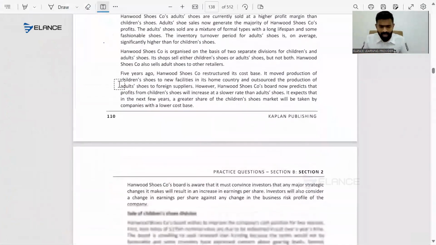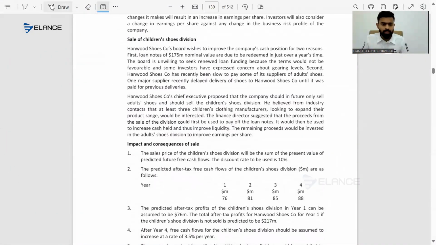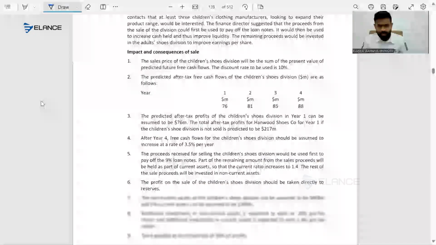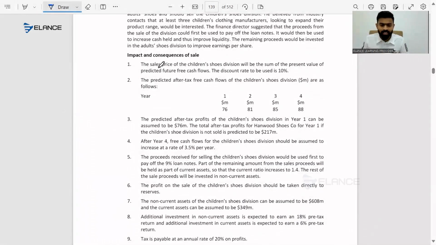So Hanwood Shoes Company, the expected selling price, they said the sales price of the children's shoe division is the sum of the present value. That means they are using the future cash flow method. So they already gave the future cash flow from T1 to T4. This is given. And after 4 years, it is expected to increase this much. And do they mention the cost of capital? Do they provide a discounting rate? Yes, it is given as 10%.